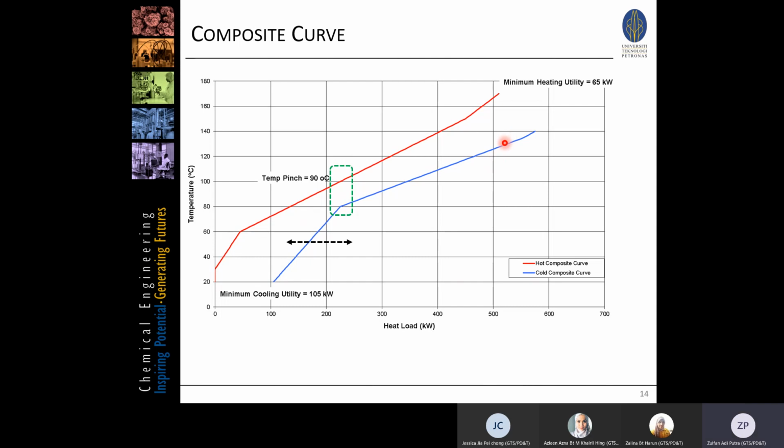But in the area where there is non-overlapping, like in this area, these cold streams don't have a hot stream to supply them with energy. So we need to have an external utility.